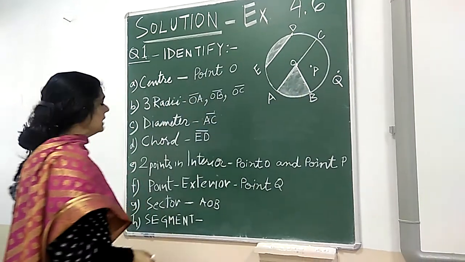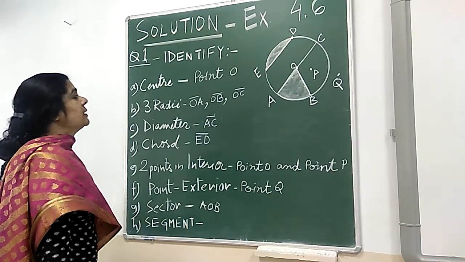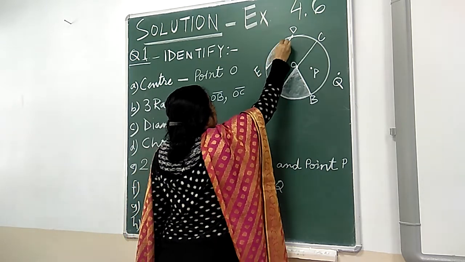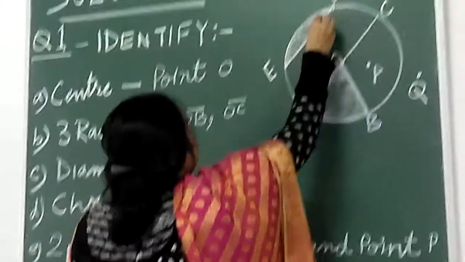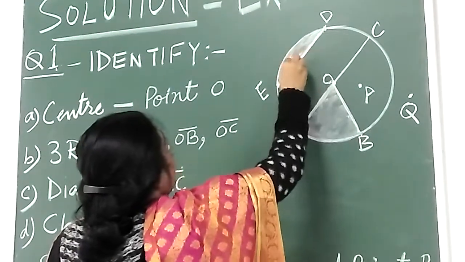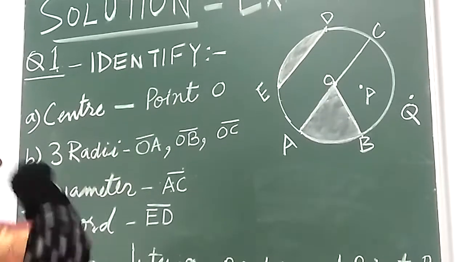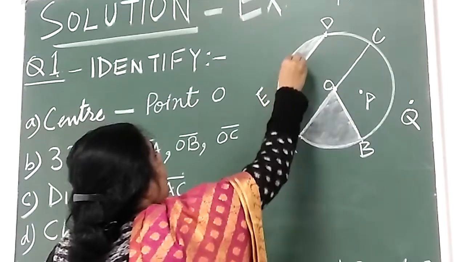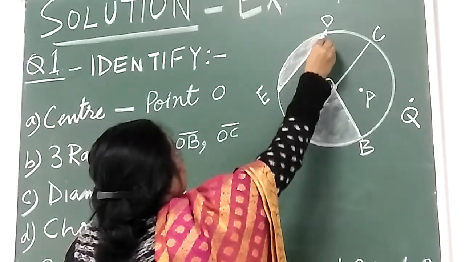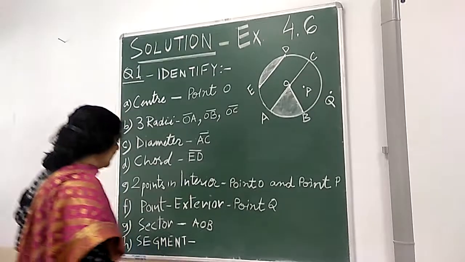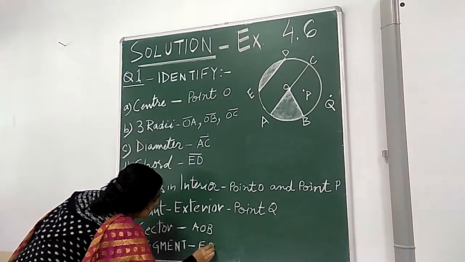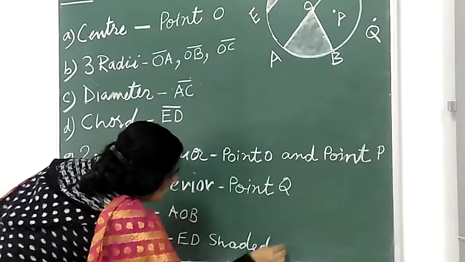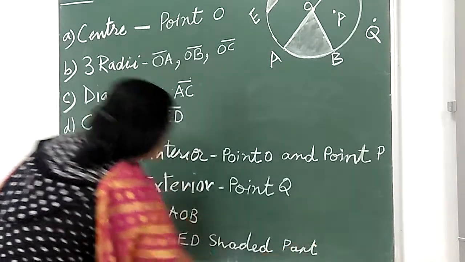Now what is a segment? Segment, children. Segment is also in the interior of a circle enclosed by an arc on one side and a chord on the other side. This inside part, this shaded part is called a segment. Again I will tell you, segment is in the interior of a circle enclosed by an arc on one side and a chord on the other side. This shaded part ED is a segment. This is segment, children.